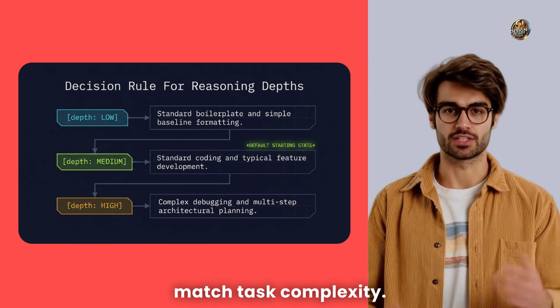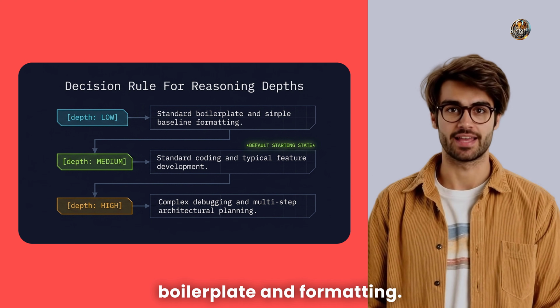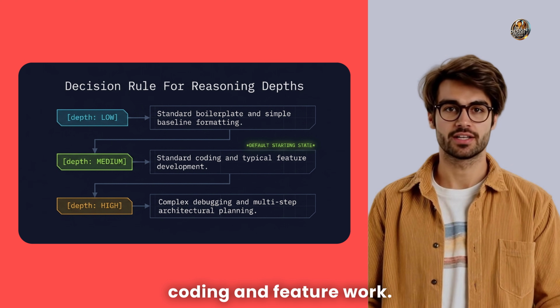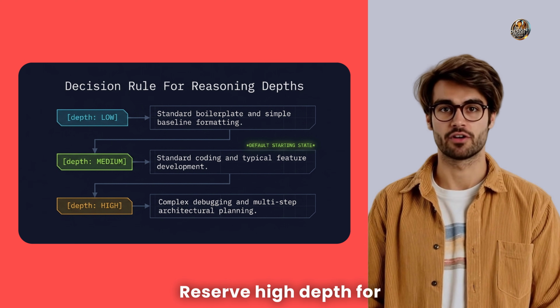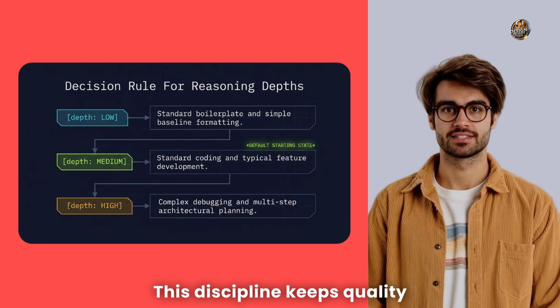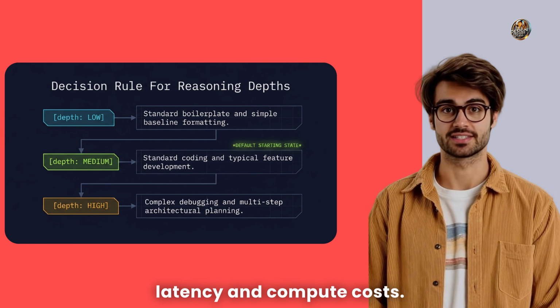Reasoning depth should match task complexity. Use low depth for boilerplate and formatting. Medium, the default, fits everyday coding and feature work. Reserve high depth for complex debugging and multi-step architecture. This discipline keeps quality high while controlling latency and compute costs.